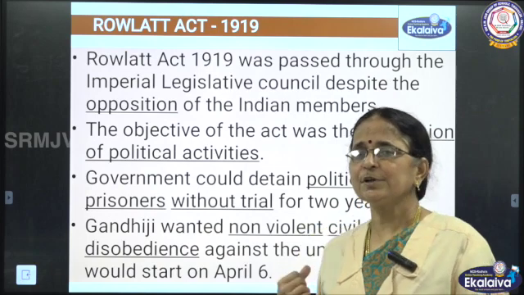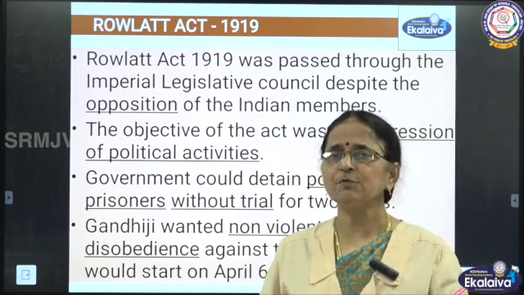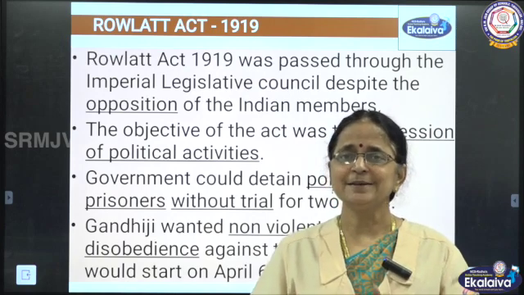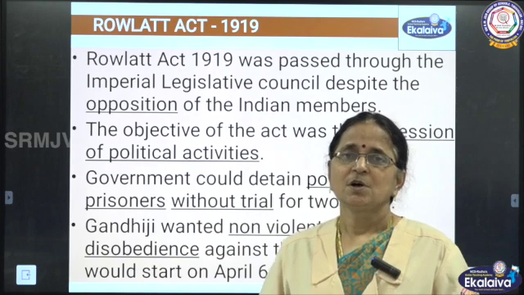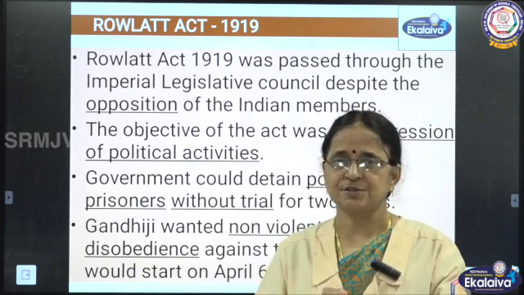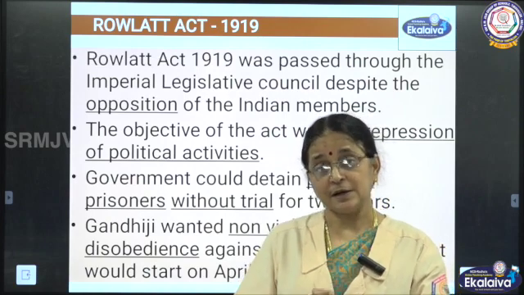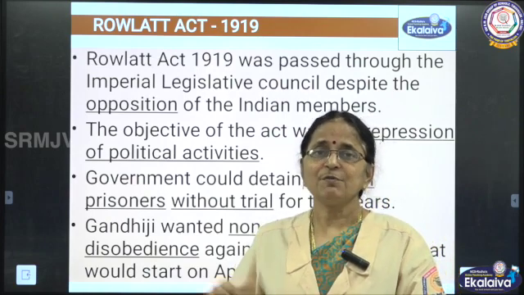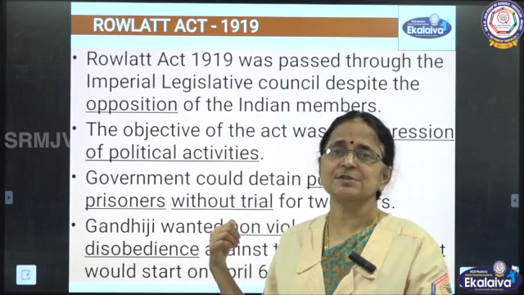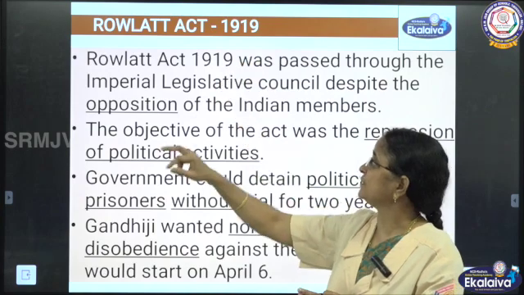So, we are going to look at the Rowlatt Act of 1919. Before we look into this, in history there are 3 C's which are very, very important: the cause of an event, the consequences of the event, and the course of the event. So we are going to see an event, which is the Rowlatt Act, which was passed in the year 1919.